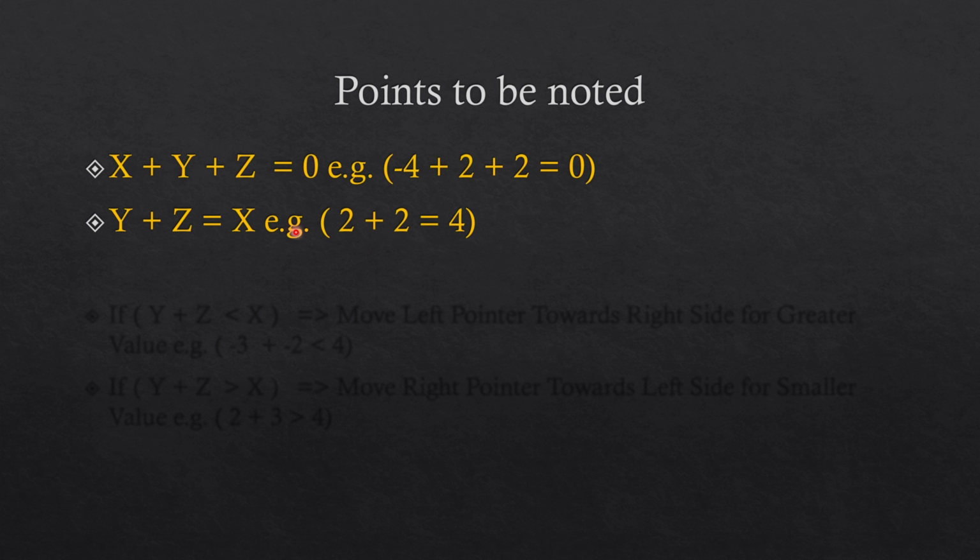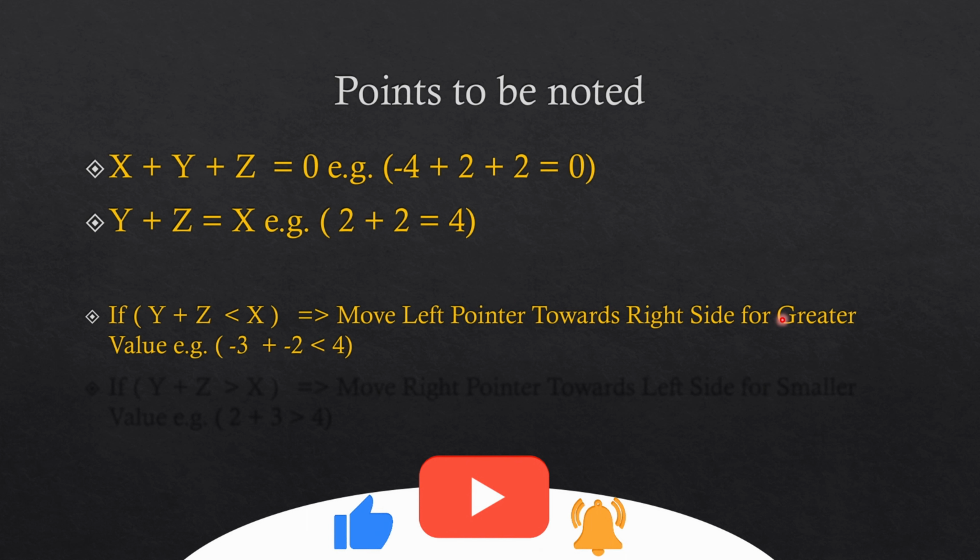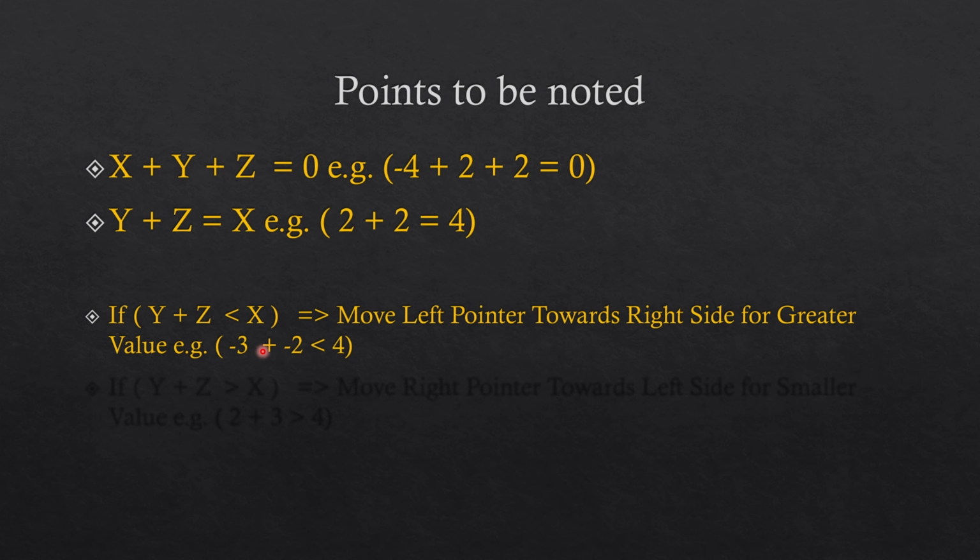Here we have to remember another point. If the pair y plus z is less than our target, which is x, then we will move our left pointer toward the right side for a greater value. For example, we have -3 plus -2, and if we add them that is -5, which is less than 4. Now we need something bigger in this pair, so that it will be equal to 4. For that, we will move our left pointer toward the right side, because we know in our sorted array we can find the greater values on the right side of our left pointer.